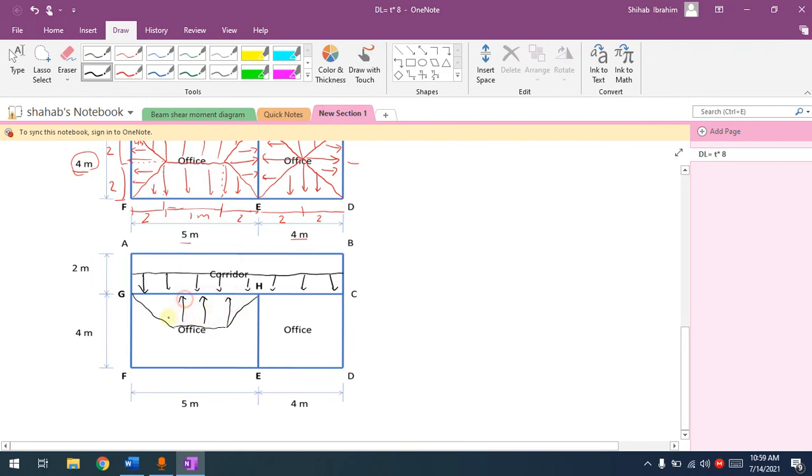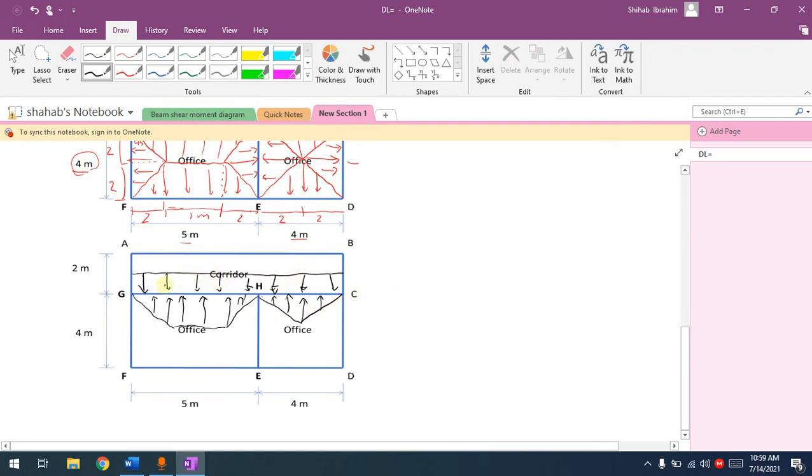Remember, we are still on the top view of the plan. Why? Because I've seen a lot of students feel that these are upward and downward loads. Do not make that mistake if you're listening to me. Those loads, all of them are downward, but we're looking at the top view.